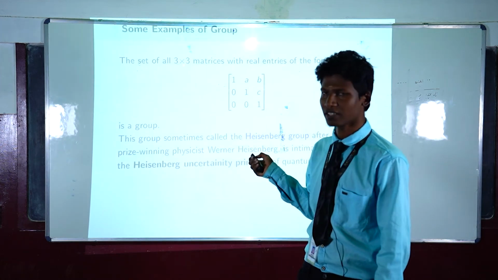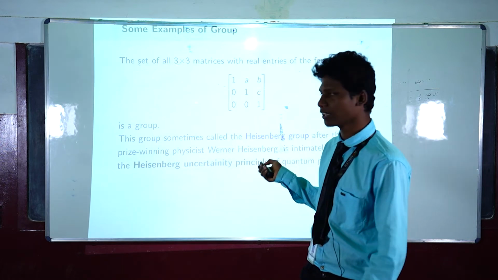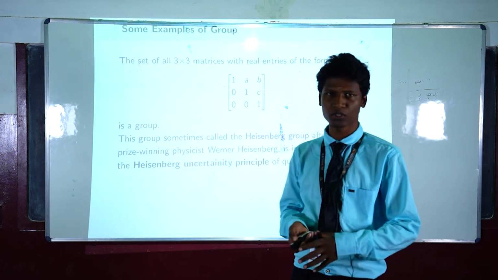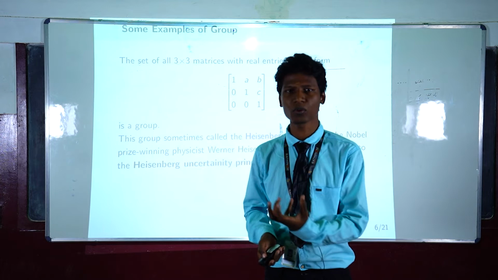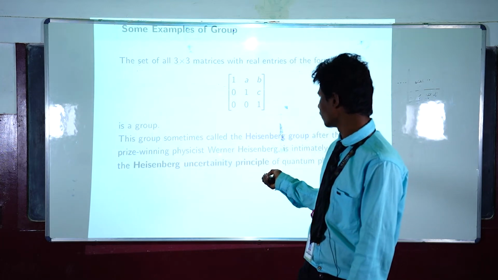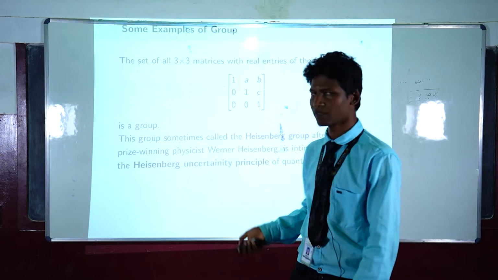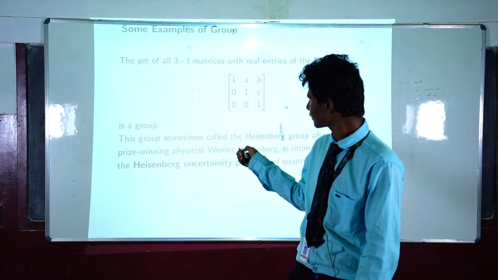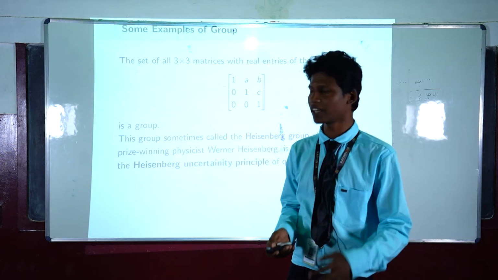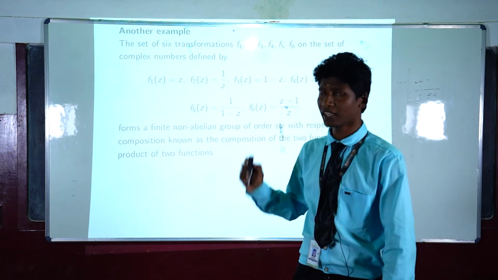Okay, now here are some examples of groups. Take the 3 cross 3 matrices with real entries, where all the entries belong to the real numbers. This group is sometimes called the Heisenberg group. It is called this after the Nobel Prize winning physicist Werner Heisenberg, who is intimately related to the principle of quantum physics. So that's why this set of all 3 cross 3 matrices with real entries is called the Heisenberg group.